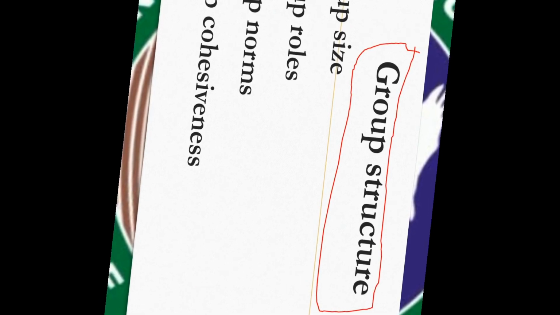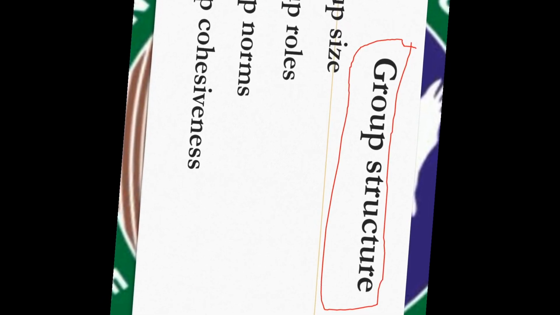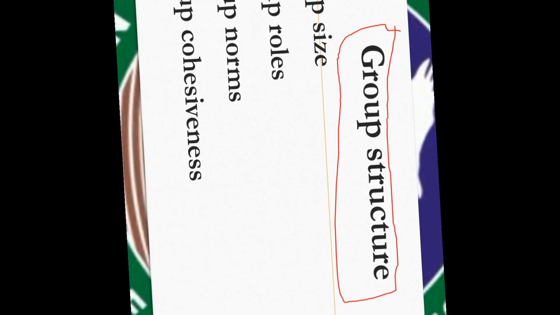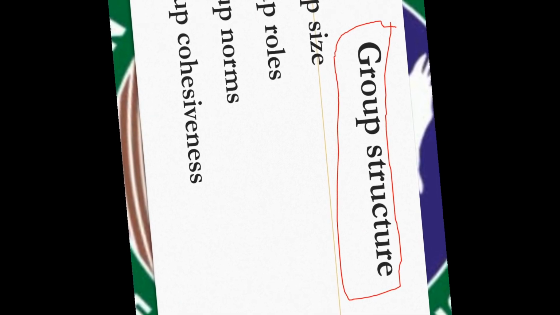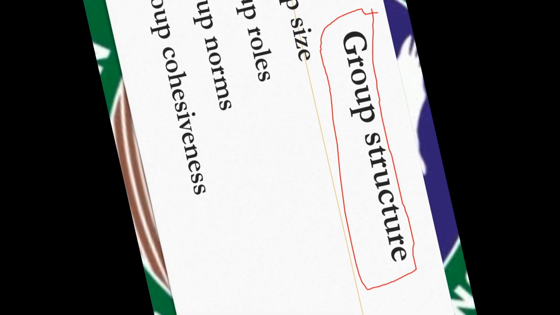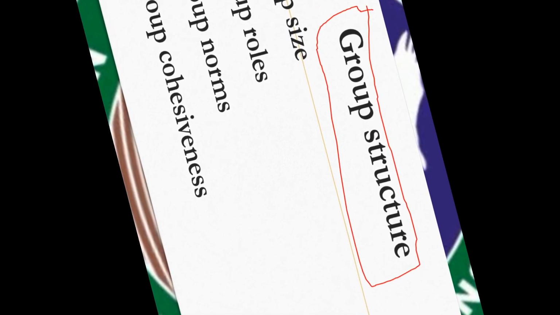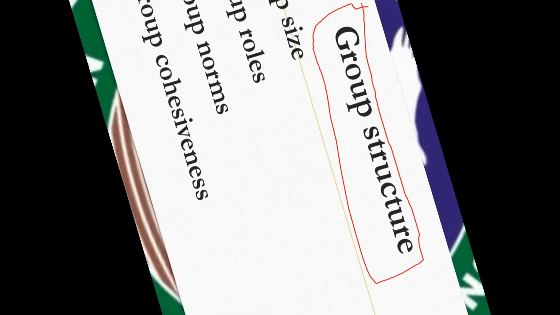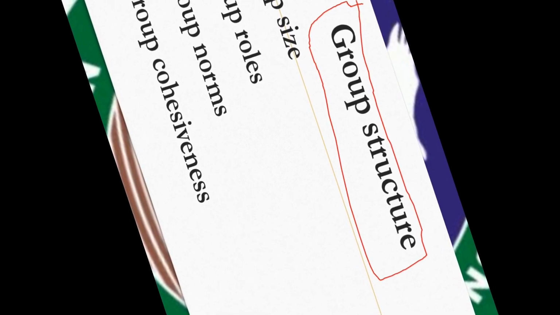Let's take off as we look at the idea of group size. But before we go to group size, group structure is a pattern of relationship among members that hold the group together and help it to fulfill assigned goals. Group structure can be described in a variety of ways, such as group size, roles, norms, cohesiveness.